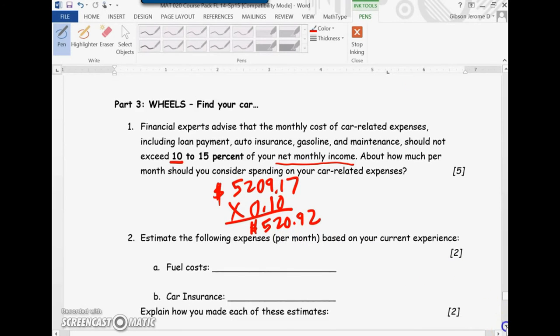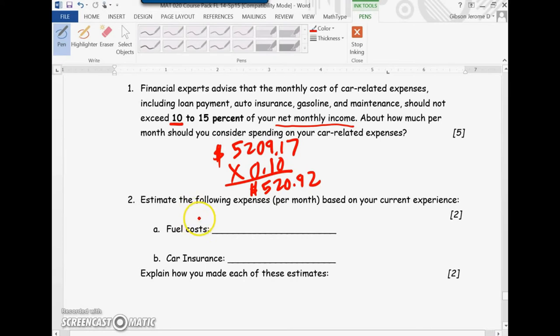Now fuel costs. Now I would just say this, if you already have a car or you know someone that has a car similar to the one that you want, you can use their fuel costs. I've had some people say, especially since gas prices are down now, some people have said they pay maybe about $150 a month for gas. And then the car insurance, I don't know what the rates are here, but some people have told me they pay like about $75 a month for car insurance.